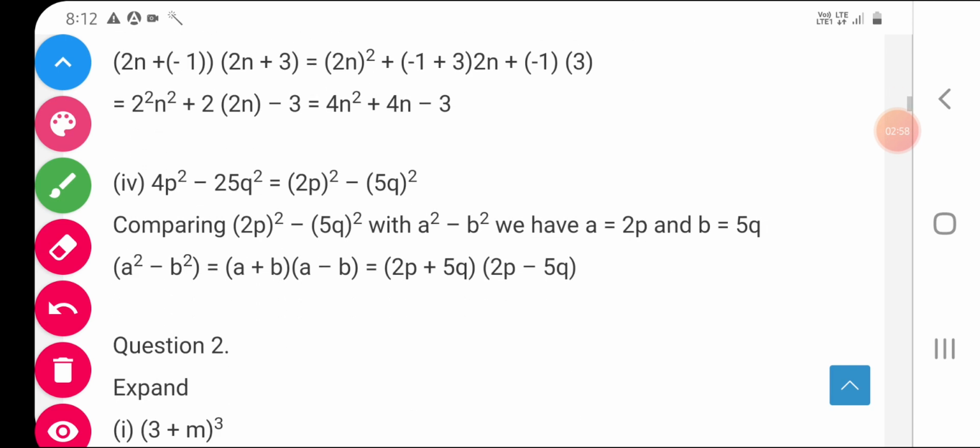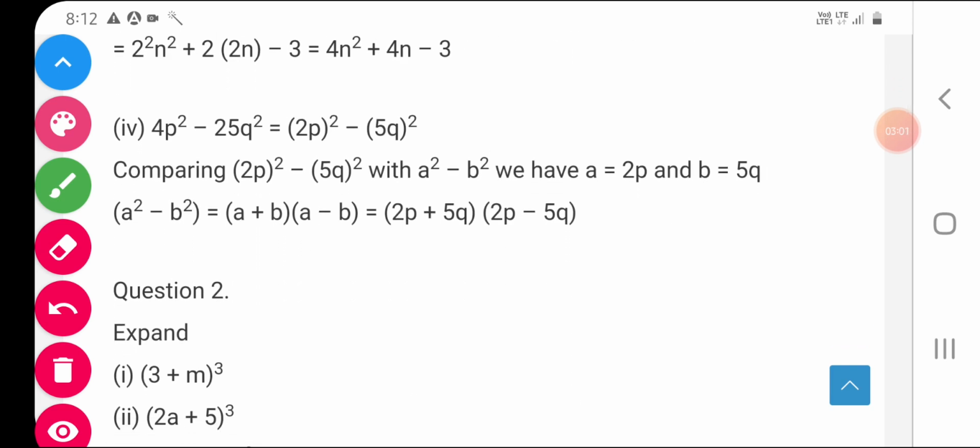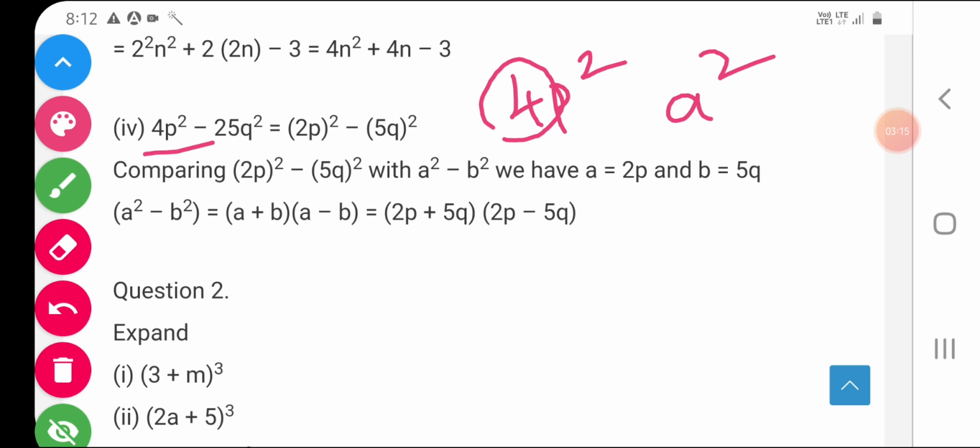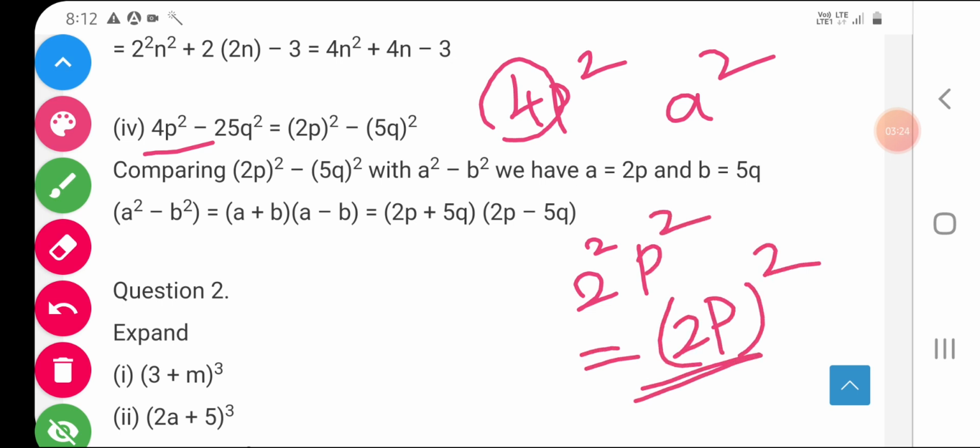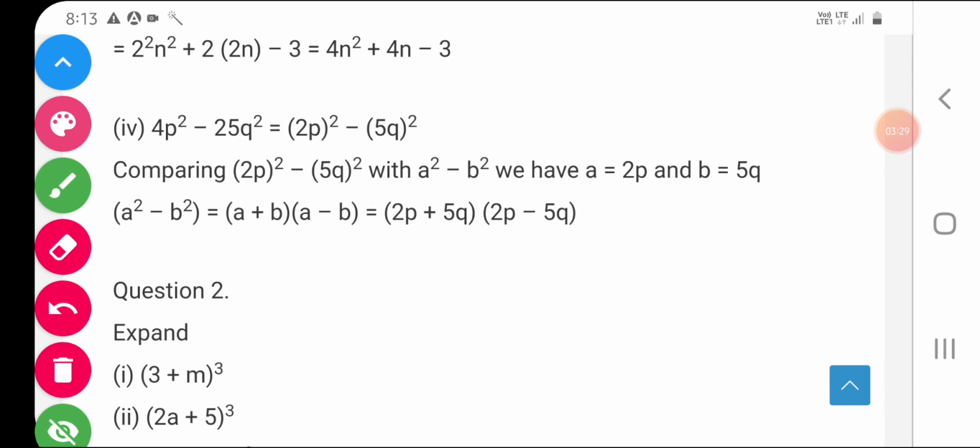Next question number 4. 4p square minus 25q square. Here this looks like 4p square. We can't take a square as the whole. So what we have to do, we have to find the square root of the 4. So we can write 4 as 2 square. Now 2 square p square is nothing but (2p) the whole square. Then we can take 2p as our a. So a simple rearrangement we have to do to apply the formula. Now this one (2p) the whole square. Here the square root of 25 is 5. So (5q) the whole square.